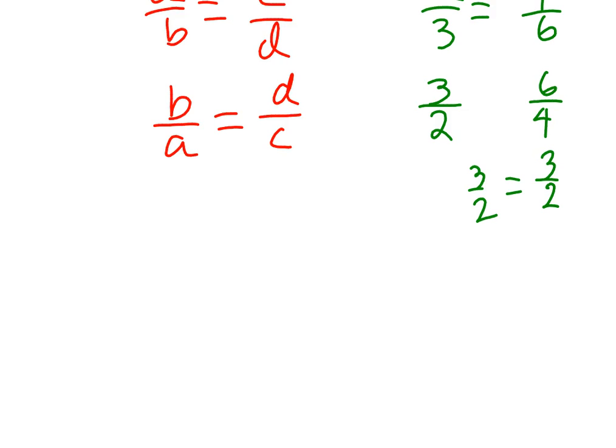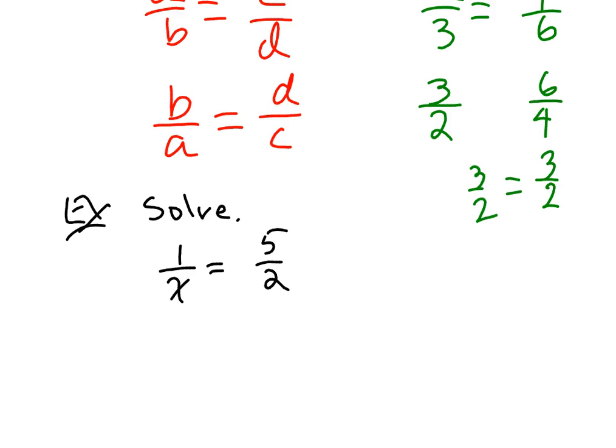Now, how can this be helpful to me? If I want to solve for x, if I give you this equation, 1 over x equals 5 over 2, you could cross multiply to solve. However, there is a quicker way of doing so.